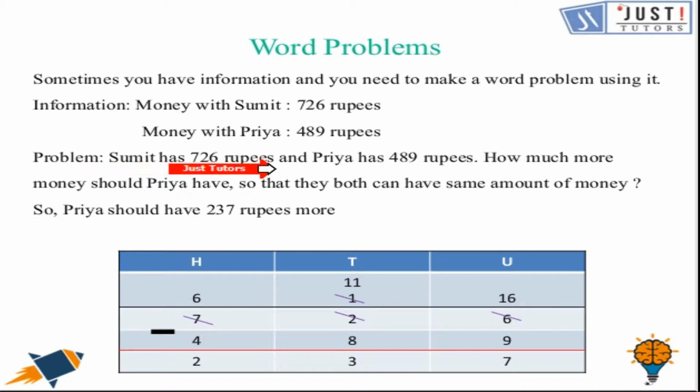Sumit has 726 rupees and Priya has 489 rupees. How much more money should Priya have so that they both can have the same amount of money? To decide this, we'll find how much more money Sumit has than Priya. To get that, we'll do 726 take away 489 and you'll see that the answer comes out to be 237. So Priya should have 237 rupees more so that they both can have the same amount of money.